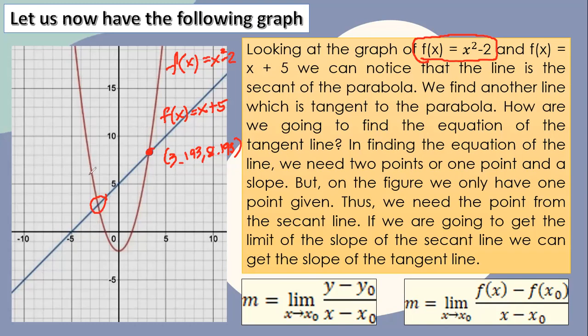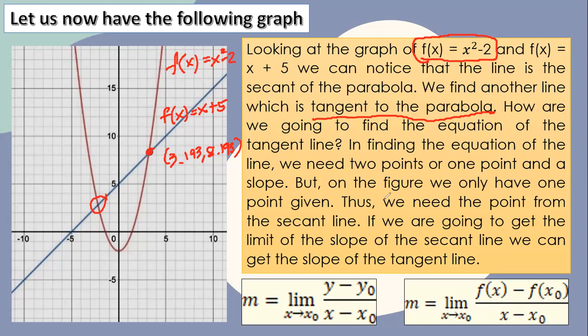Okay, so this line is not a tangent line but a secant line. Okay, so this line is secant to the parabola. Okay, so we find another line which is tangent to the parabola. So yun yung hinahanap ko eh. So tangent to the parabola. So how are we going to find the equation of the tangent line?